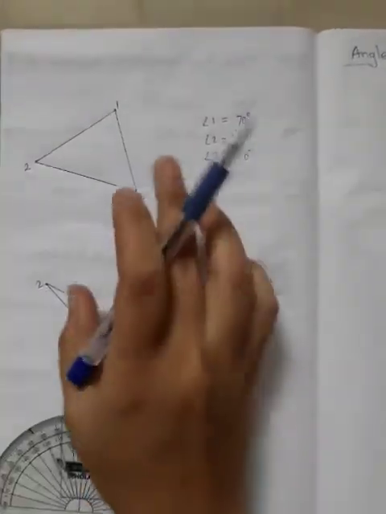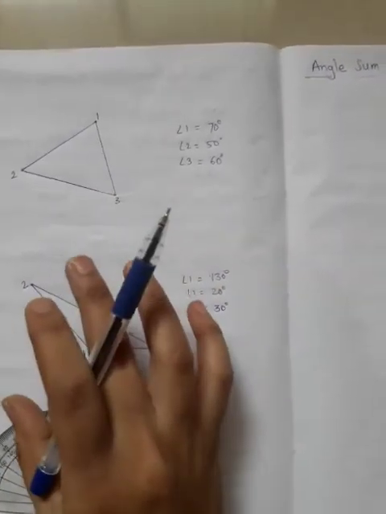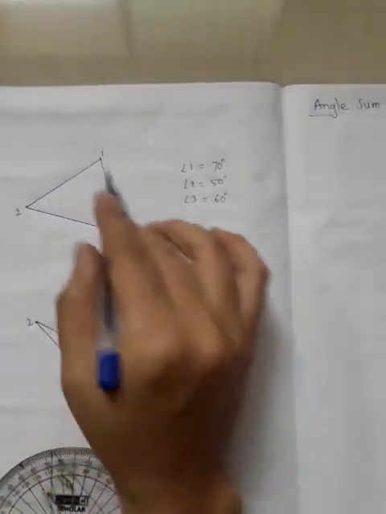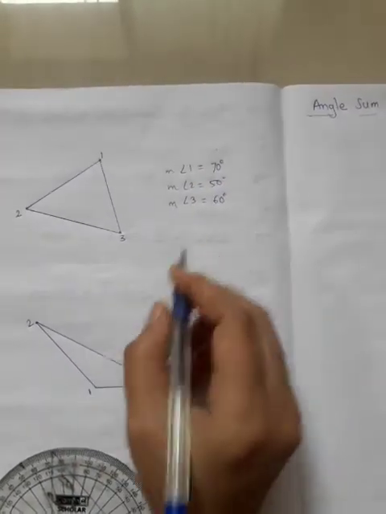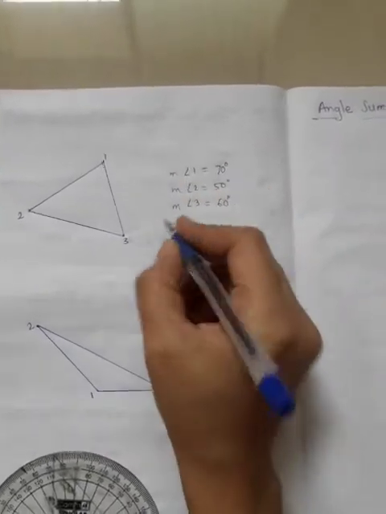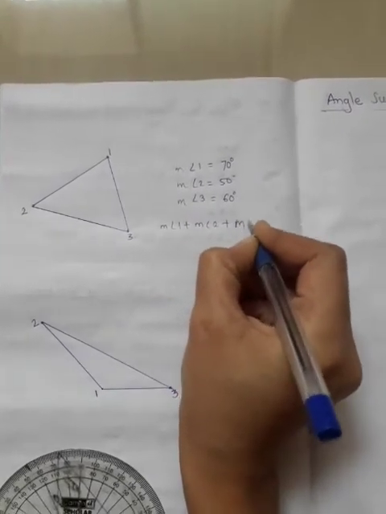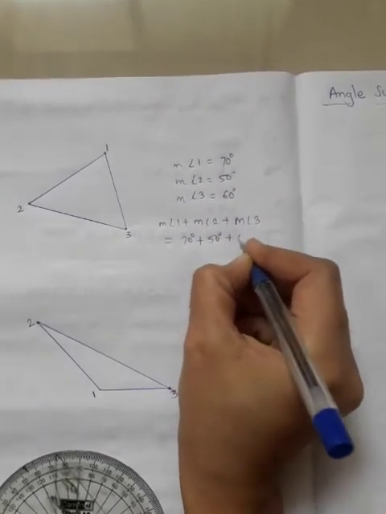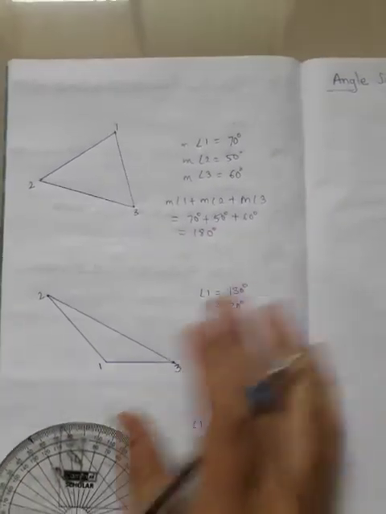Okay, so allowing marginal errors in measurement, because we don't draw proper triangles, here we got the measure of angle 1 is 70 degrees, angle 2 is 50 degrees, and angle 3 is 60 degrees. Now if we sum them, here we find the angle sum property. Measure of angle 1 plus angle 2 plus angle 3, so what will we get? 70 plus 50 plus 60, and what does it give? 180 degrees.